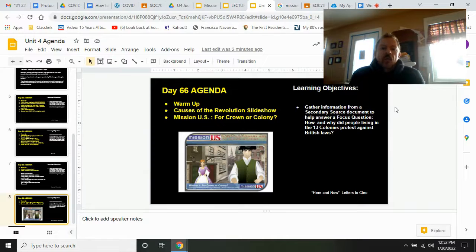We're going to work off of this agenda. And today I'm going to spend some time talking about the causes of the American Revolution. And then I'm going to get you started on your Mission US for Crown or Colony game. It's a game, but it's really more than a game. It's a historical simulation. I think you're going to enjoy it a lot. And I hope that you brought your headphones today.